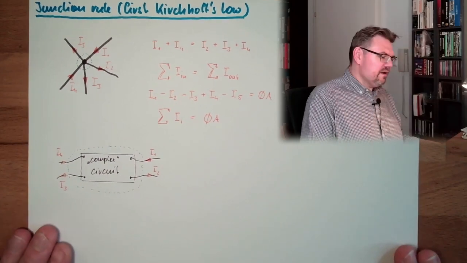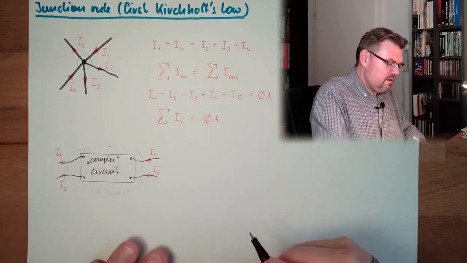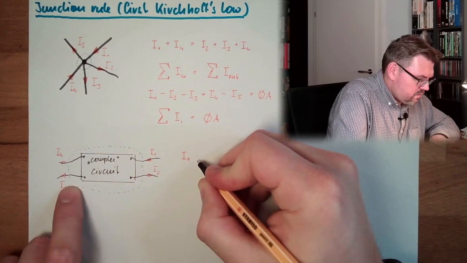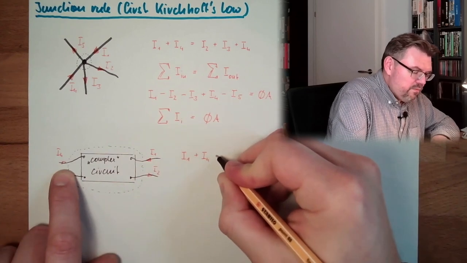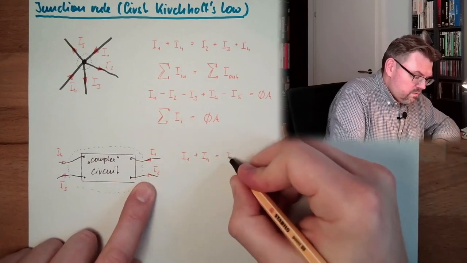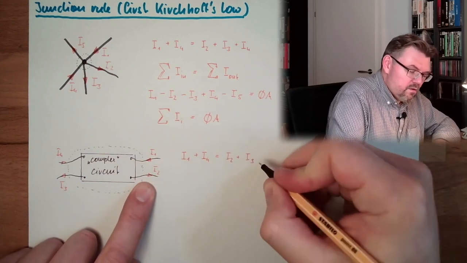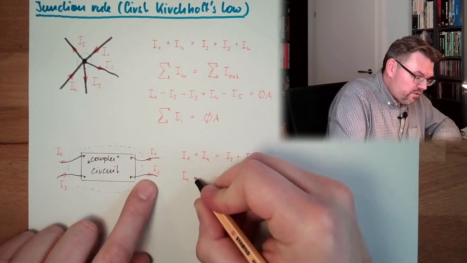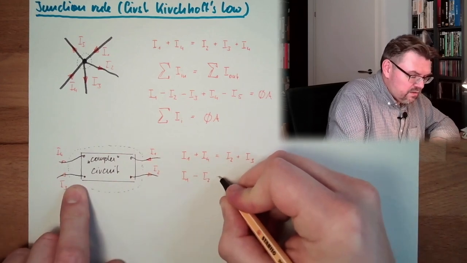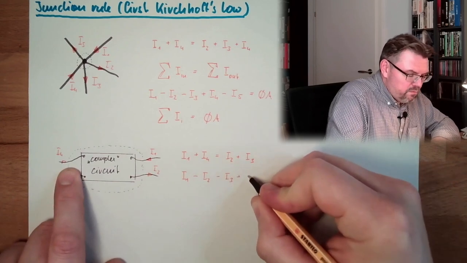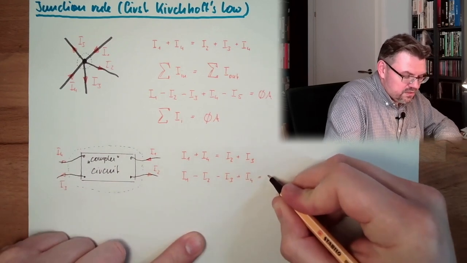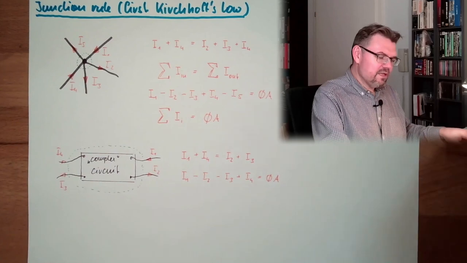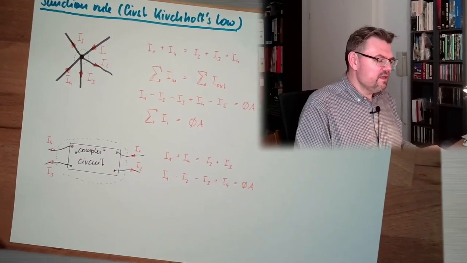What would Kirchhoff's first law now mean applied to this node? So whatever is going inside, I1 plus I4, equals whatever comes out, I2 plus I3. Or the other representation: I1 is going in, positive, I2 is going out, negative, I3 is going out, negative, I4 is going in, positive, and the sum of all must be 0 amps. Those are the two variants of how to say Kirchhoff's first law.